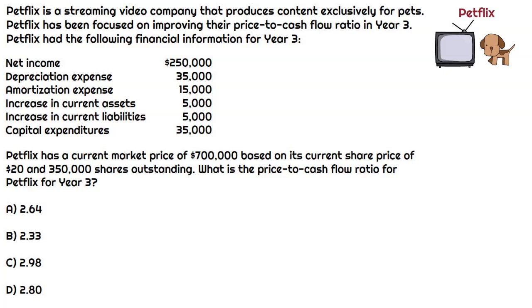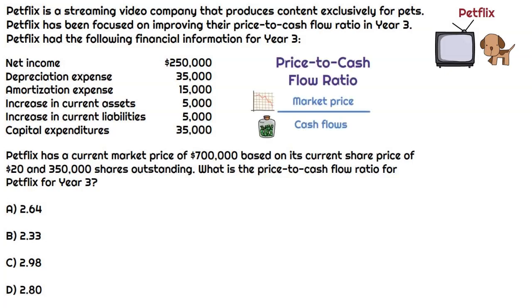Now, in year 3, they're focused on improving their price to cash flow ratio. And this ratio is pretty simple, right? We just take the market value or the price per share on the open market, divide that by the company's cash flow or cash flow per share.